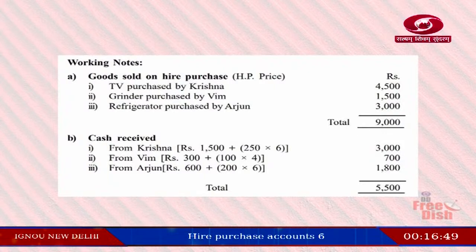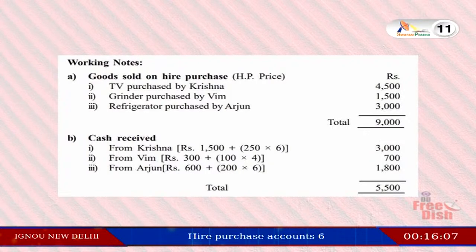So total 1,800. So 3,000 Krishna made the payment, 700 Vim made the payment and 1,800 Arjun made the payment. So 3,000 plus 700 plus 1,800 becomes 5,500. So here by cash receipt 5,500. By goods repurchase, it is not given in the question. Then by hire purchase closing stock 2,750 and by hire purchase debtors closing 750. So this we can also easily calculate.